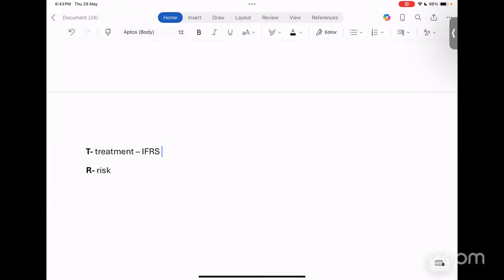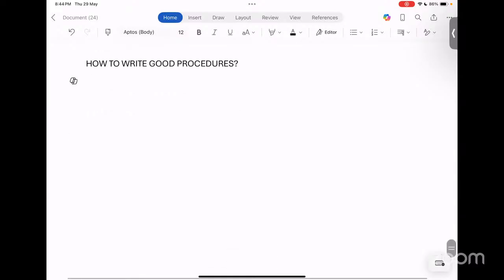Okay. Then how do you write procedures? That's also a very valid question. How to write good procedures? I've seen so many people confusing procedures with evidences. These are two separate things, okay? They are not the same at all. Procedures and evidence are totally separate. So what exactly is the difference between evidence and procedures? Let's understand it.